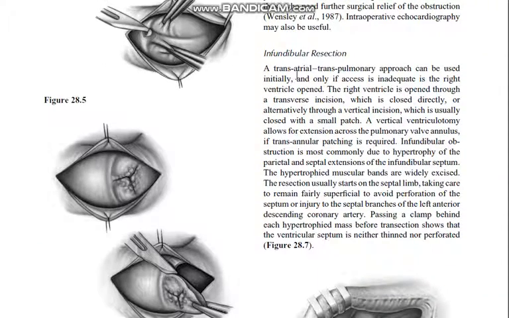Infundibular resection. A transatrial transpulmonary approach can be used initially and only if access is adequate is the right ventricle opened. The right ventricle is opened through a transverse incision which is closed directly or alternatively through a vertical incision which is usually closed with a small patch. A vertical ventriculotomy allows for extension across the pulmonary valve annulus if transannular patching is required.